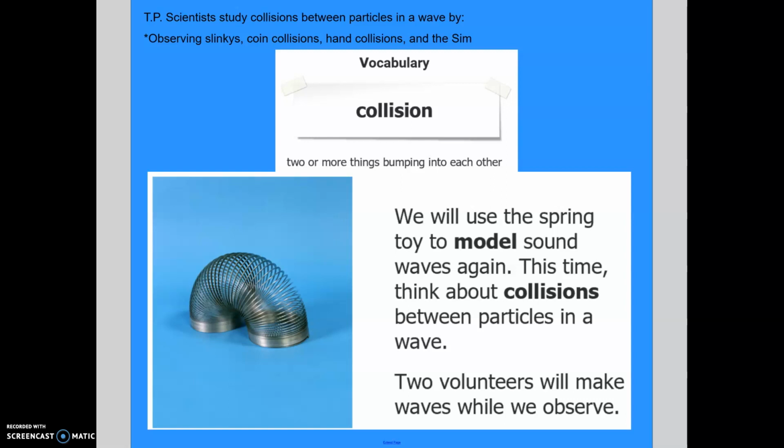Welcome back to science. In our last lesson, we were studying how sound travels through materials like air, water, and even solid surfaces. Today, we're going to be studying collisions between particles in a wave. Remember that a collision means two or more things bumping into each other. We're going to study those collisions by observing slinkies, coin collisions, hand collisions, and the sim. So first, we're going to look at the slinky wave, and we're going to be thinking about how this could represent collisions between particles in a wave.